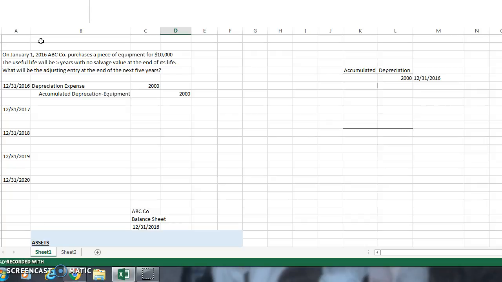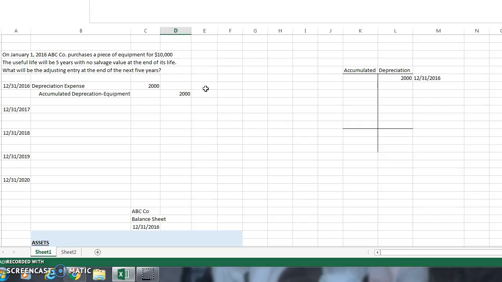So I want to start with a very simple example I set up. I'm going to show you the journal entries we make, the posting of the entries to the accumulated depreciation account, and then I will also show you the effect on the balance sheet. So let's start with the example.